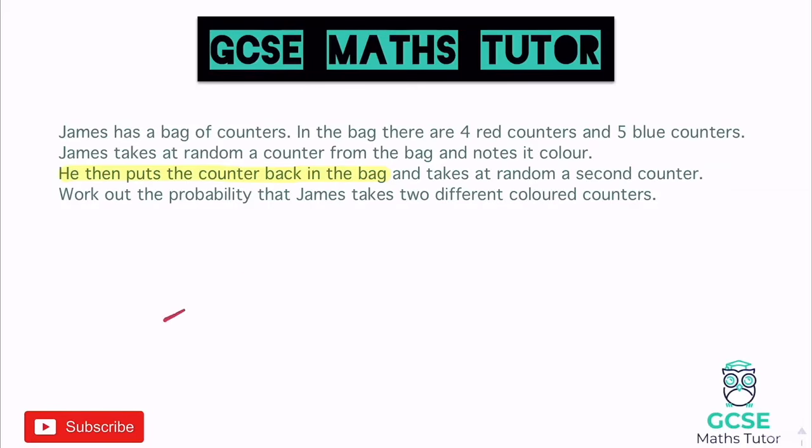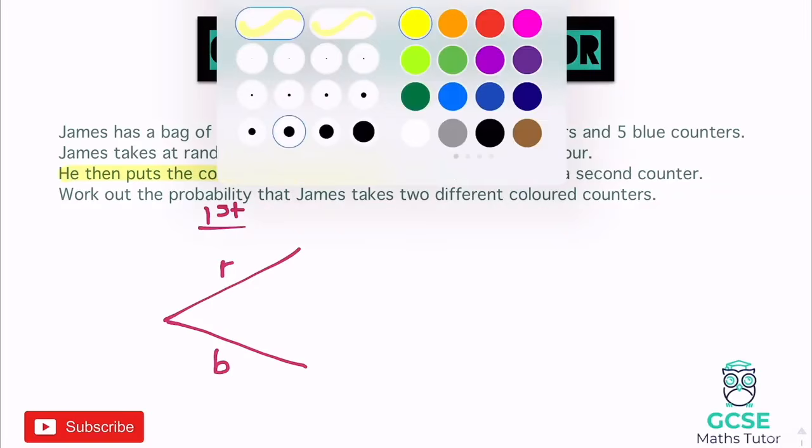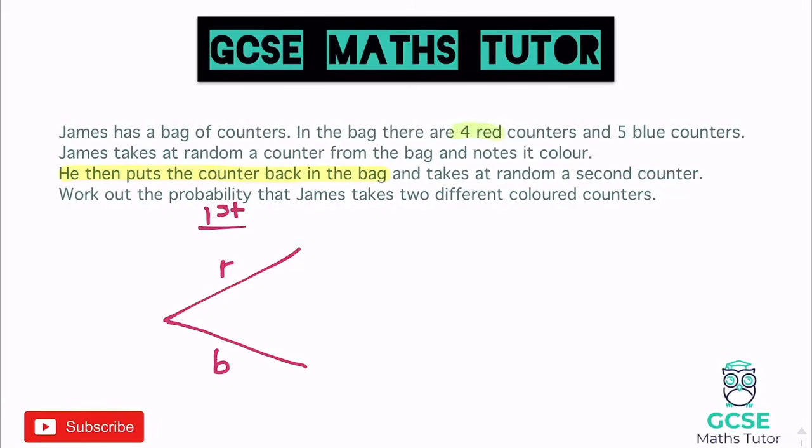So if we draw a little tree here, we're going to draw 2 branches that represent red and blue. Okay, and that is going to be representing our first pick of the counters there. I'm going to label this part of the tree, so that's the first time we take a counter. Now let's write the probabilities in. So looking over there, we've got 4 red and 5 blue. So in total there we've got 9 counters. So you can do that working out to the side if you want. 4 plus 5 equals 9.